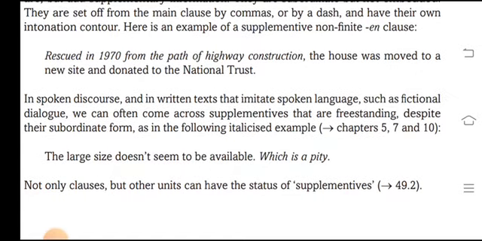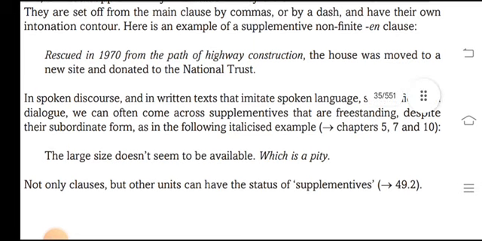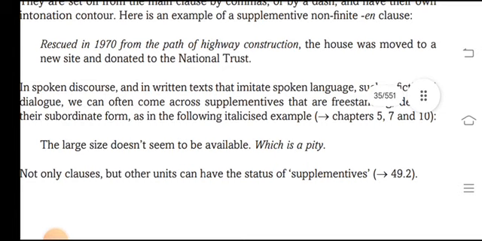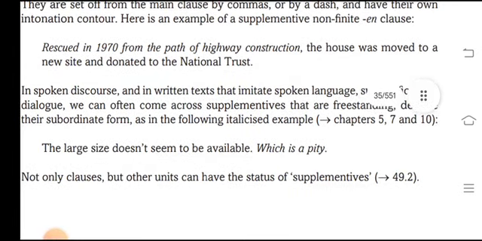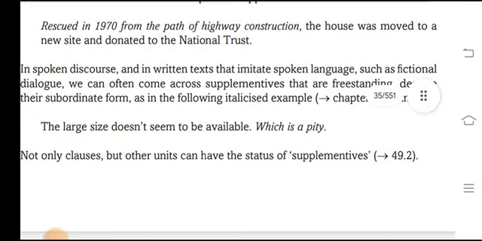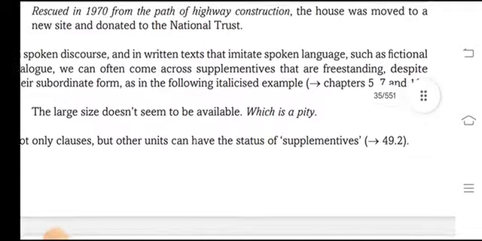"The rescues in the 1970s formed the pattern of the highly constructed house, which was moved to a new site and donated to the National Trust."